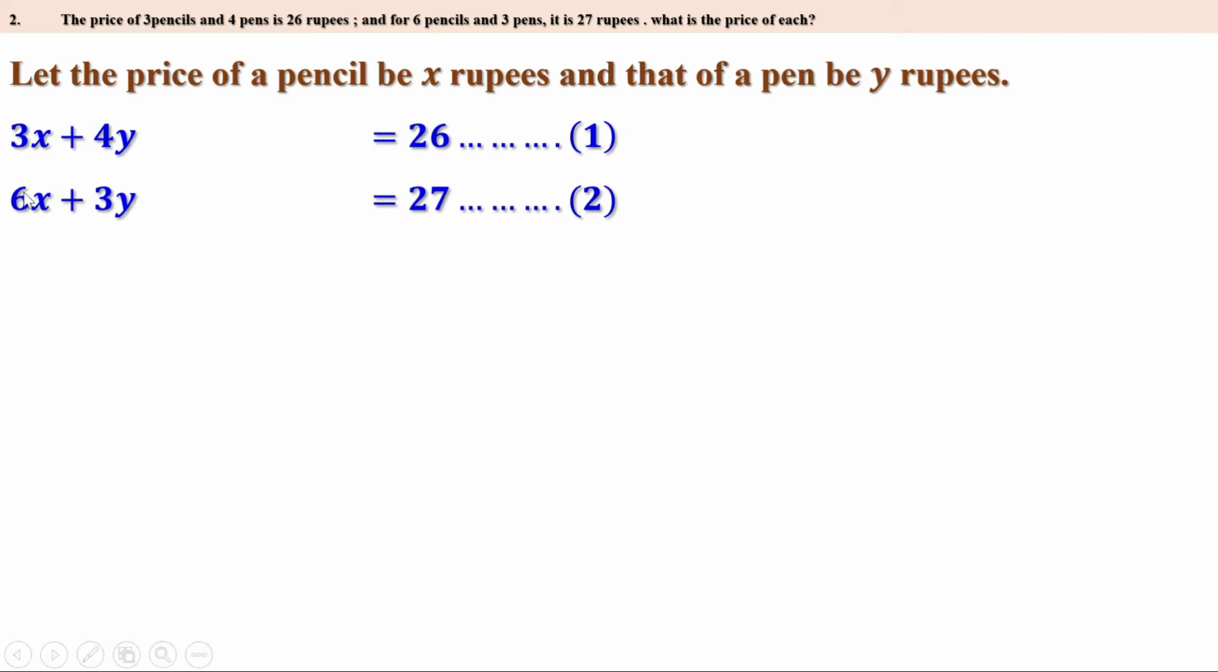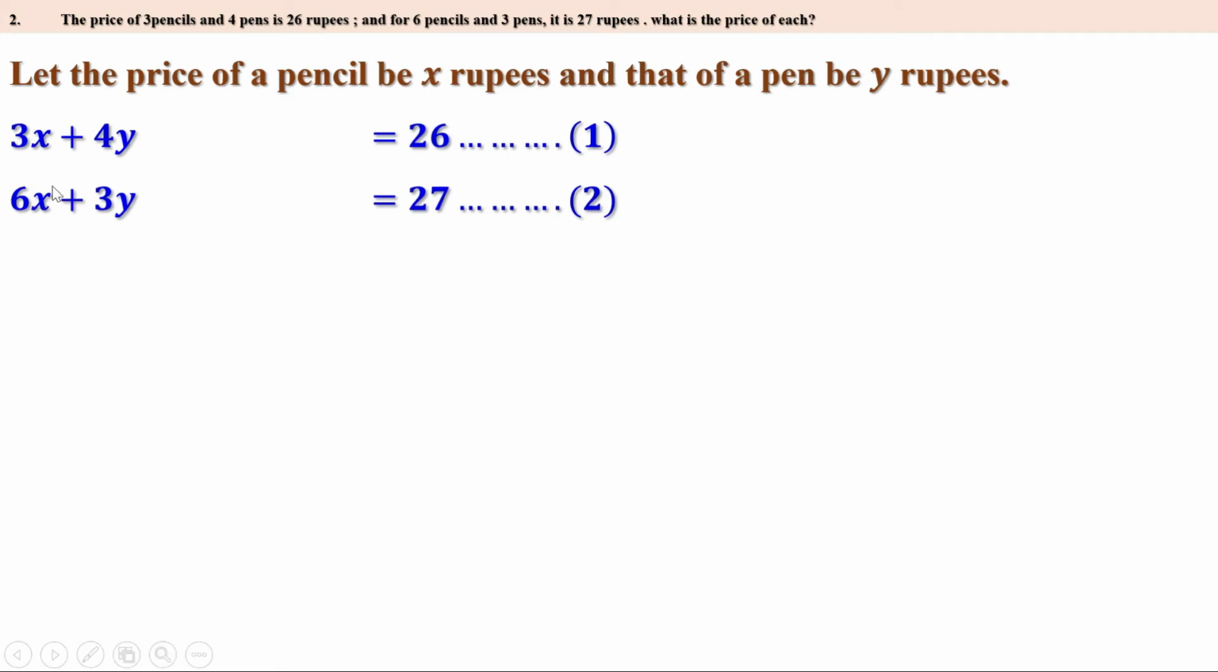This is 3x and this is 6x. Subtracting, we will not get x cancelled as in the previous case. This is 3y and this is 4y. Again subtracting, we will not get y cancelled. And if you add the equations, again there will be x and y. So what shall we do?